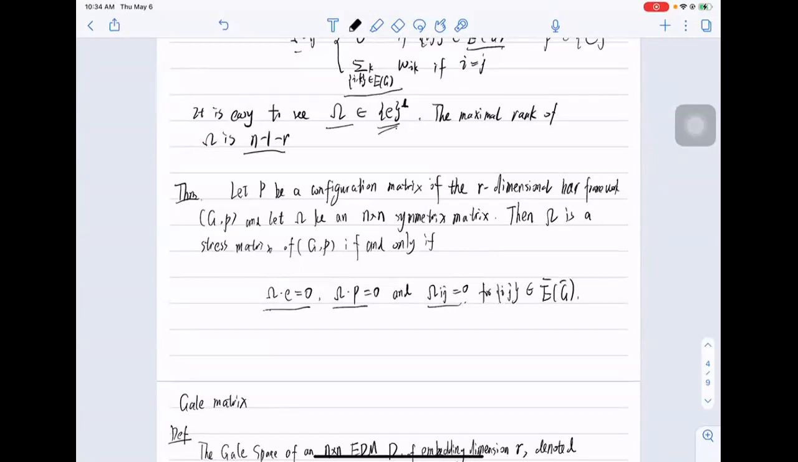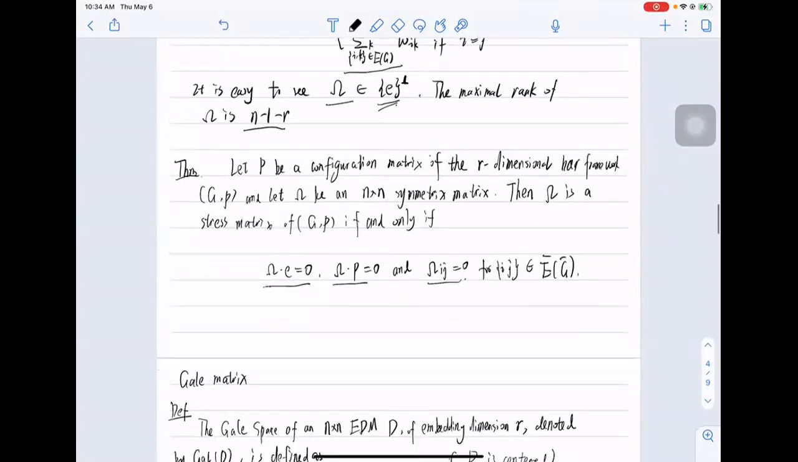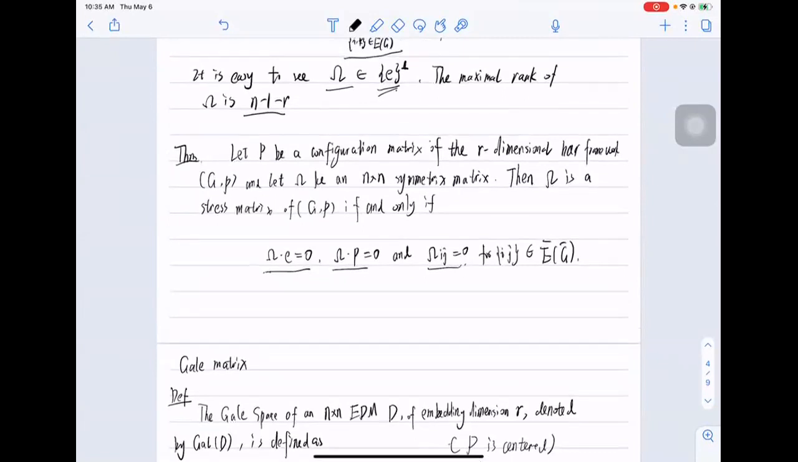All right. So this is the characterization of the stress matrix. Of course, here I have to assume that P times E is 0. So P is centered, so all the points are centered. Actually, I think it's P transpose times E. P is this, right? P1, P2 transpose, yeah.